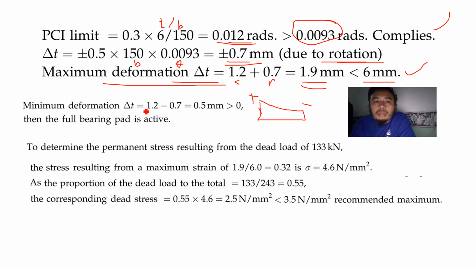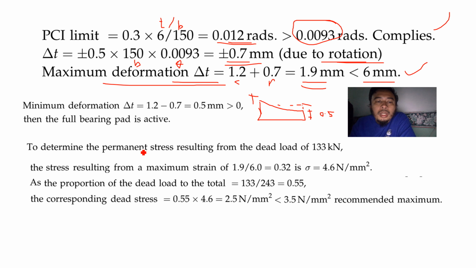So for your minimum deformation, the thickness is reduced by 0.7. So your total deformation will be 1.2 minus 0.7. You get 0.5 mm, which is more than 0. So you have a balance of thickness here, 0.5 mm, so it's okay. So then the full bearing pad is active.